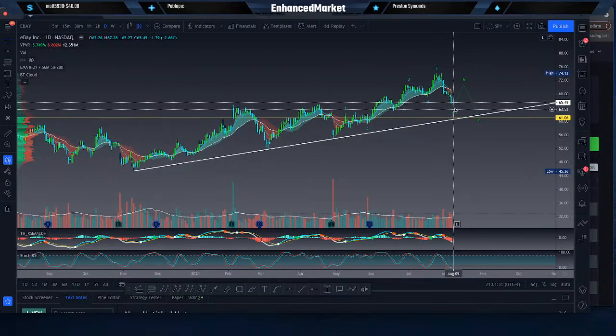And we figured we would bounce right in this region, right? Because we do have all of this demand within this region, right? We have the top here, we have the top here, we have old resistance, and we have old support. So there should be demand to pick up shares in this region.